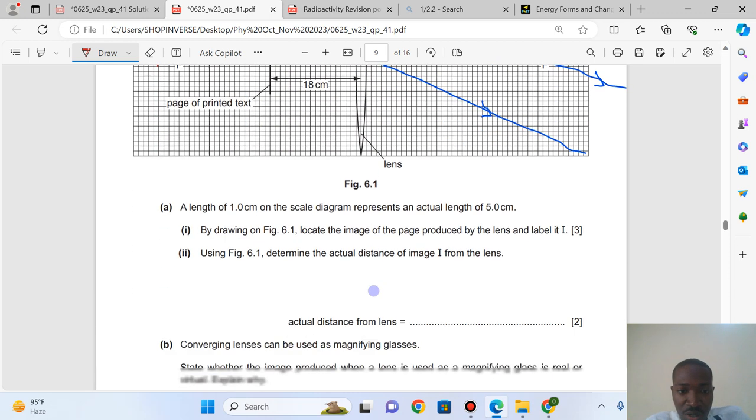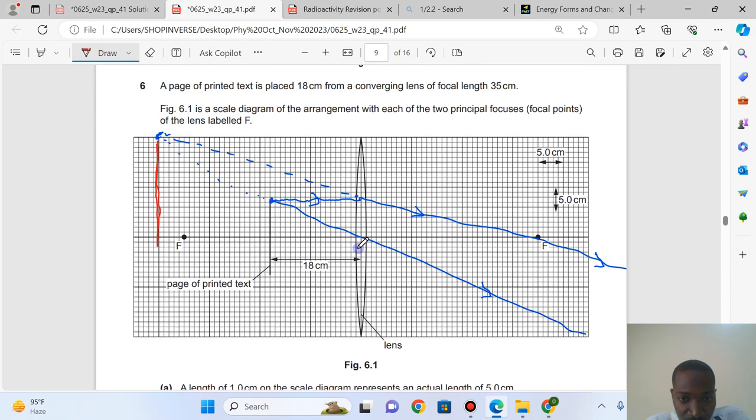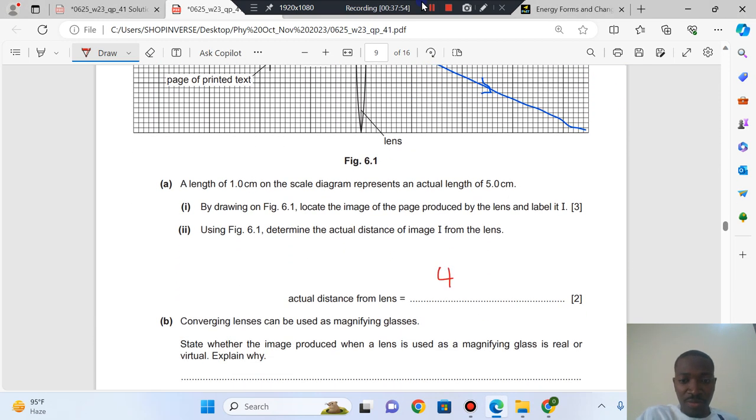So what distance do we have here? Let me see the question. Use figure 6.1 to determine the actual distance of image I from the lens. What's the distance between the image and the lens? Let's see. What I have here is 40 centimeters. Let me confirm it. Okay, the distance we have here is 40 centimeters. So you write it down, 40 centimeters.